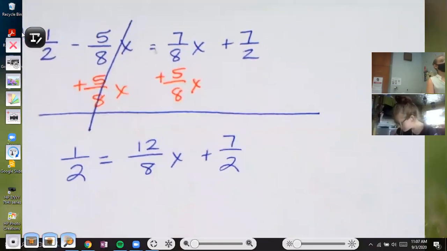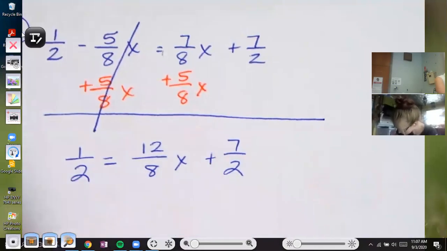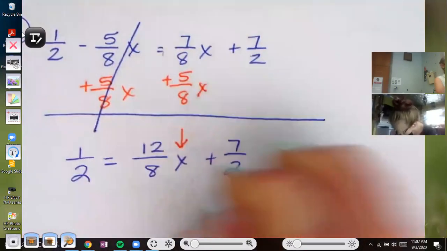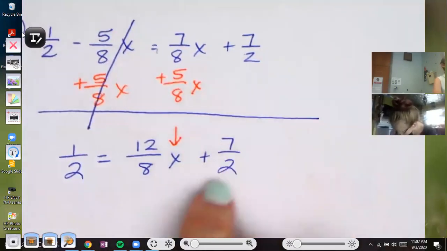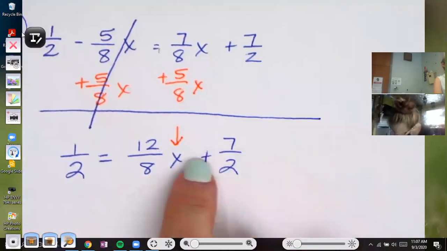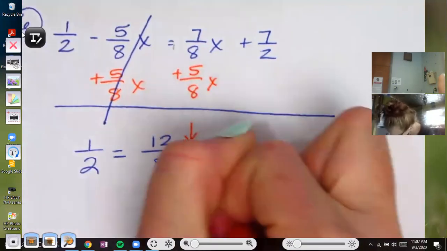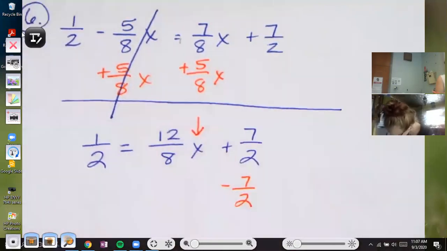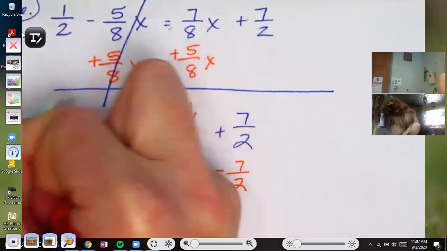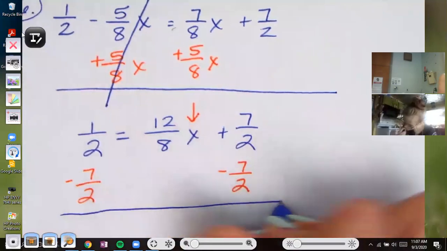Now it looks just like the other ones we had. We are trying to get our x by itself, so we start with the term that's furthest away. How do I get rid of a plus 7/2? Minus 7/2. If I do it to one side, I do it to the other side. So those cancel each other out.